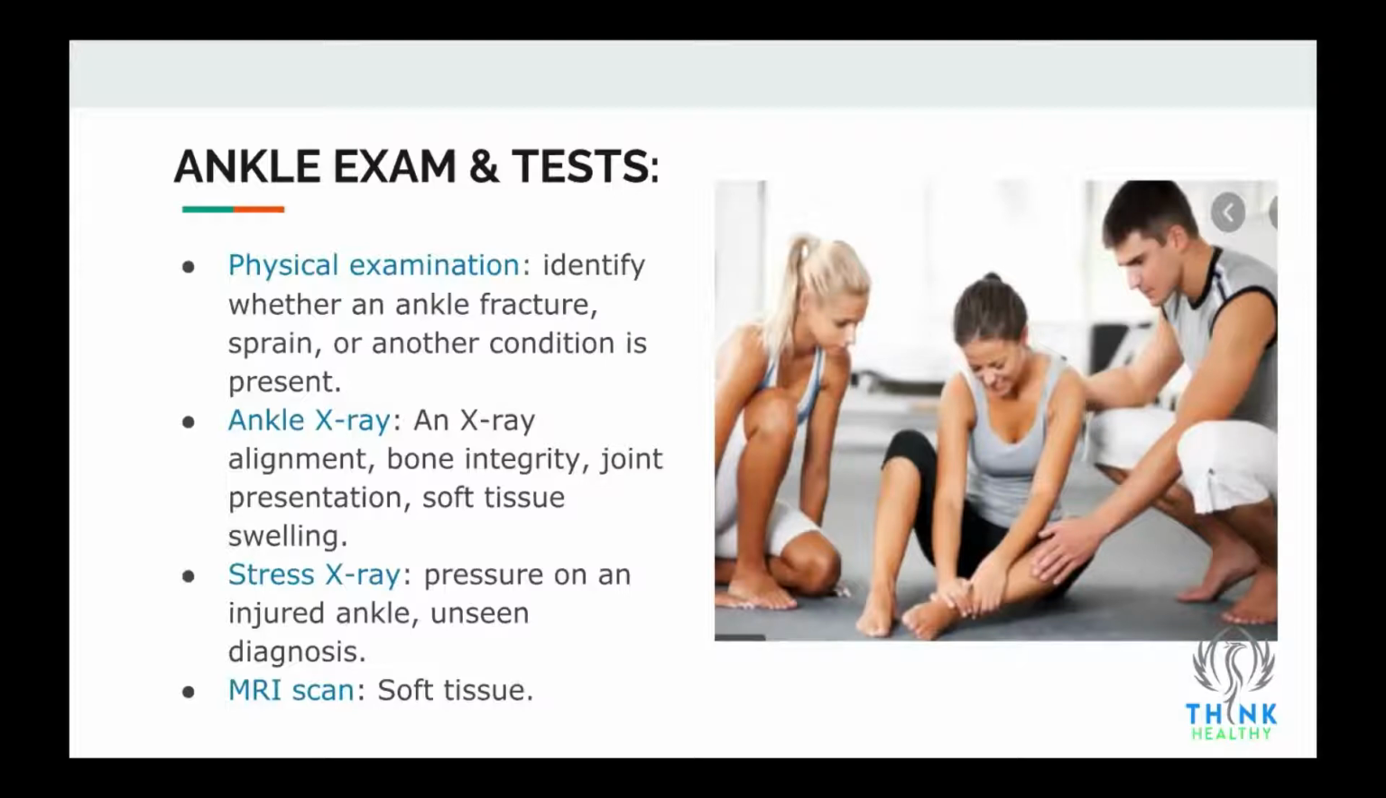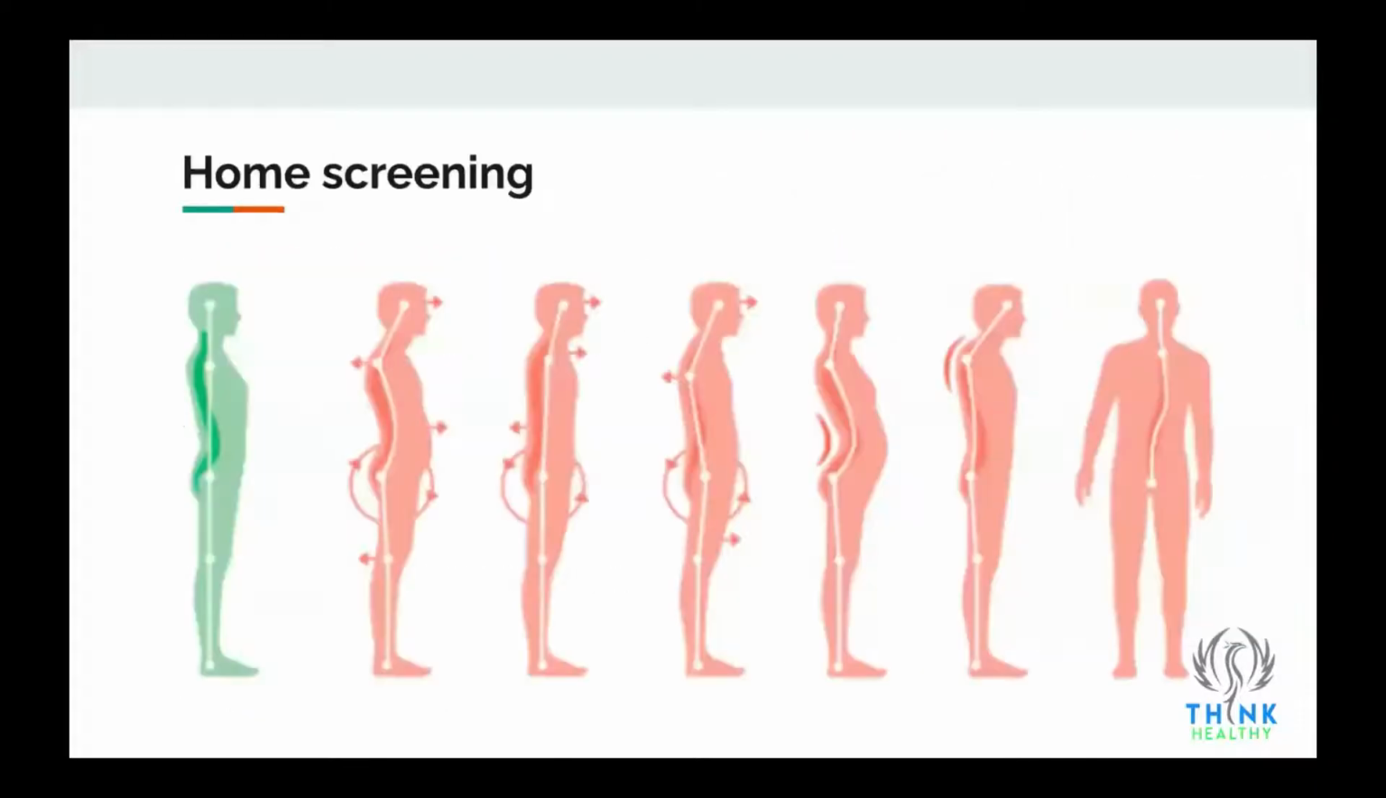But sometimes an x-ray doesn't show anything, comes back normal, and you're still in pain. So the follow-up to that would be either a stress x-ray, where we put you in a position of discomfort and take an x-ray, or we do an MRI scan to identify the integrity of the ligaments, because ligaments are not seen on an x-ray.